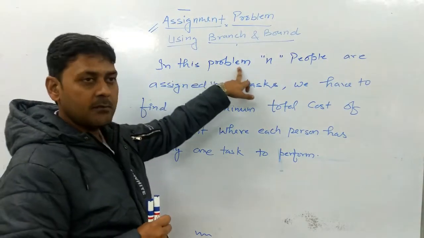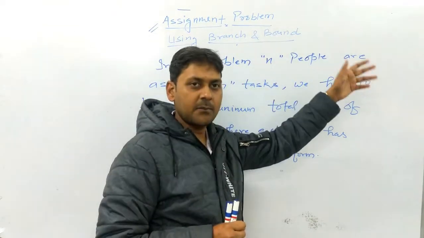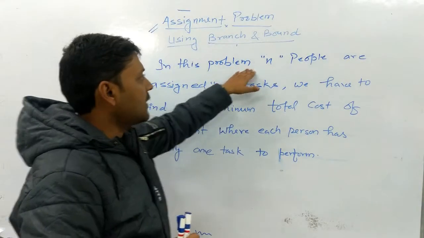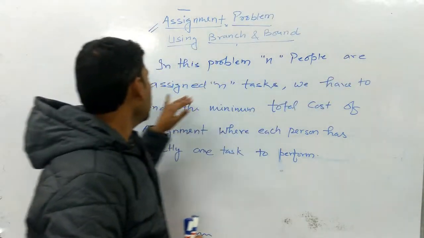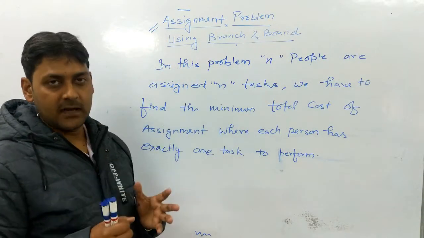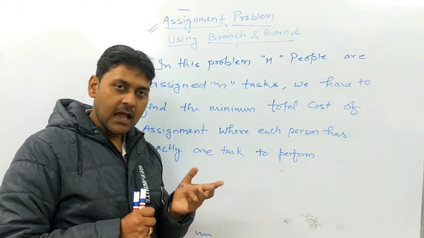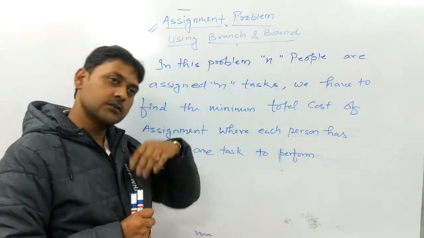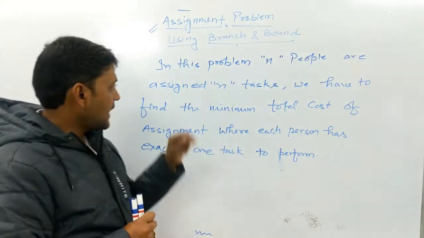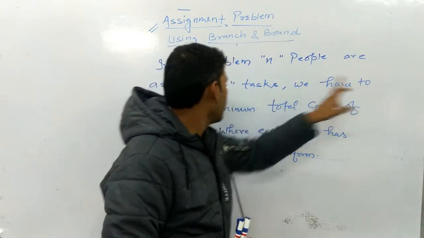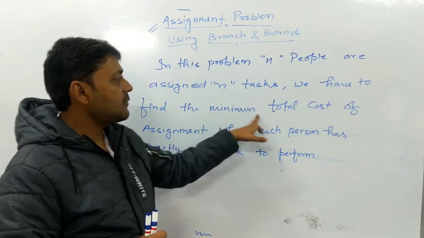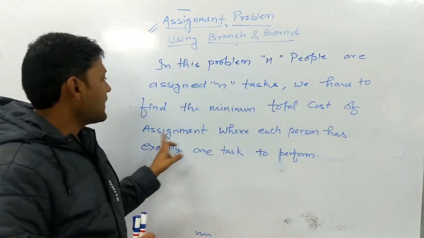In this problem, n number of persons are assigned n number of tasks. That means the number of jobs or tasks is n, and the number of persons is also n. Then we have to find the minimum total cost of assignment.